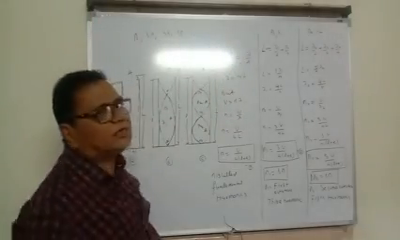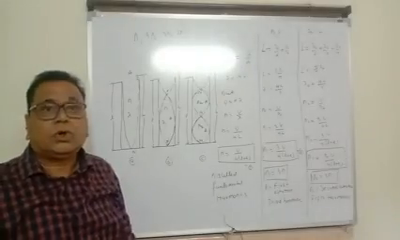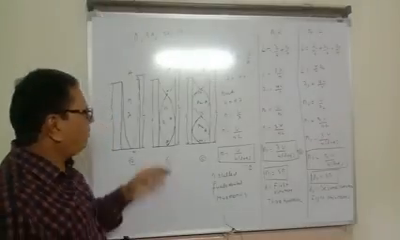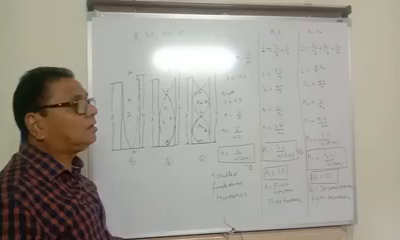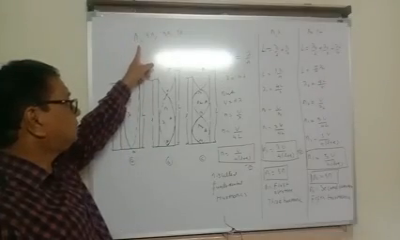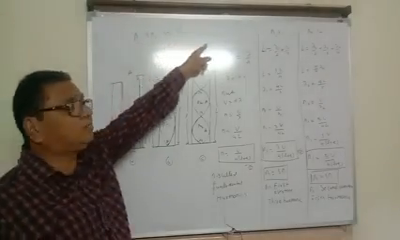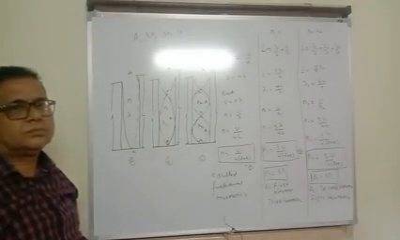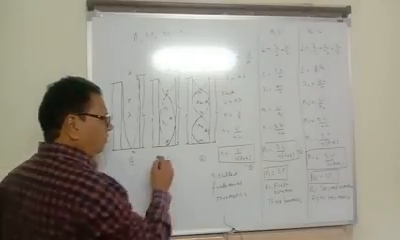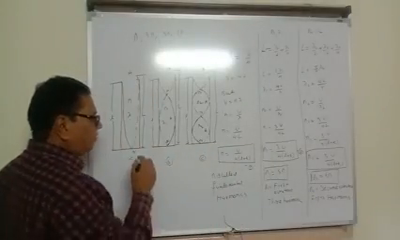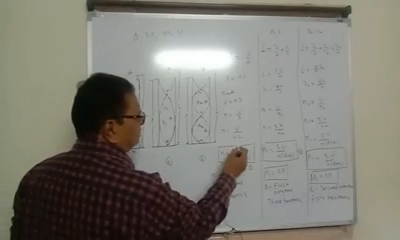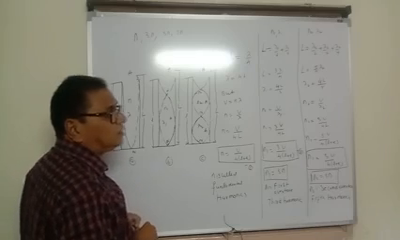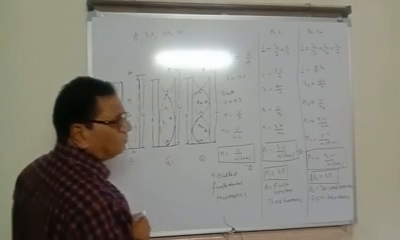Or in general, we can say that frequencies produced in a vibration of air column in a pipe closed at one end are odd multiples of fundamental frequency. Frequencies produced in the vibration of air column in a pipe closed at one end are odd multiples of fundamental frequency.